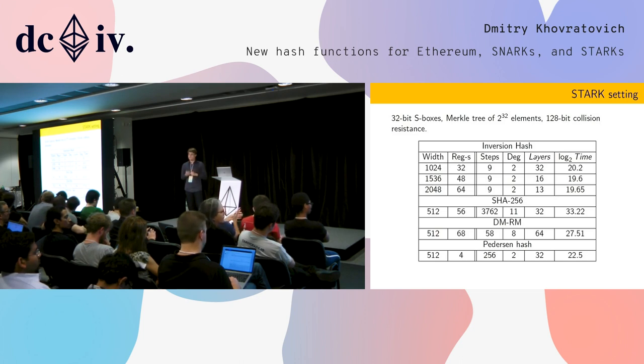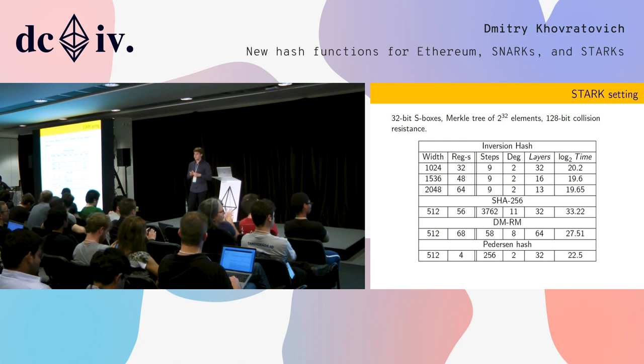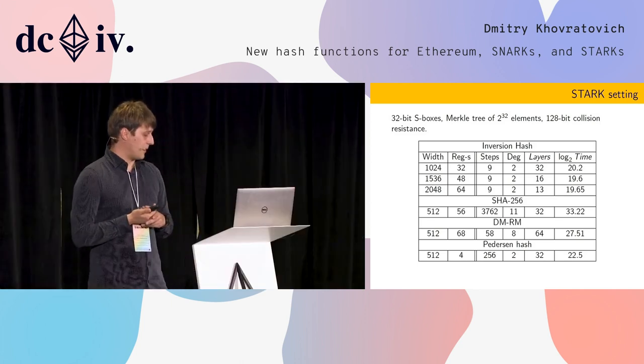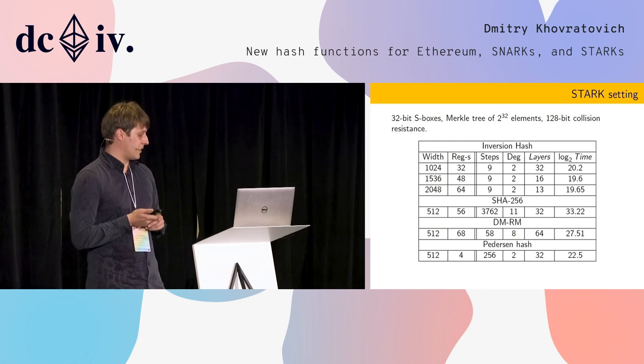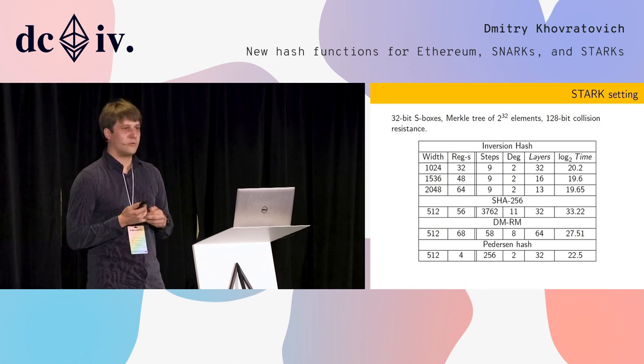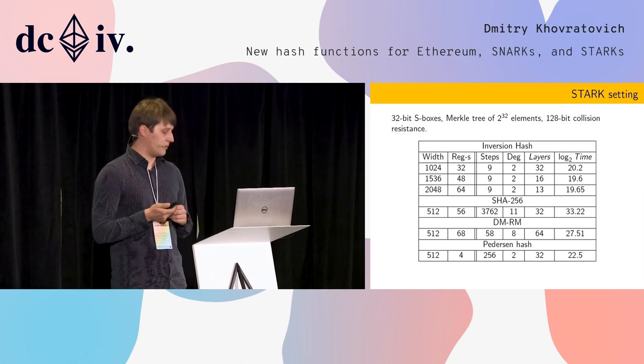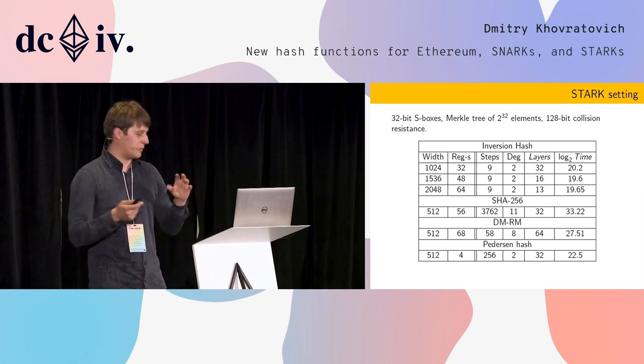And interestingly, if we increase the width, then we can do better. For 1,500 bits and 2,000 bits, we can get the best results. So 1,536 is the best we can get. It's like 60% faster than the smaller one. So our current proposal is to use this with not a very big number of rounds, like 8 outer rounds and not that big a number of internal rounds. And the tree will be twice smaller.